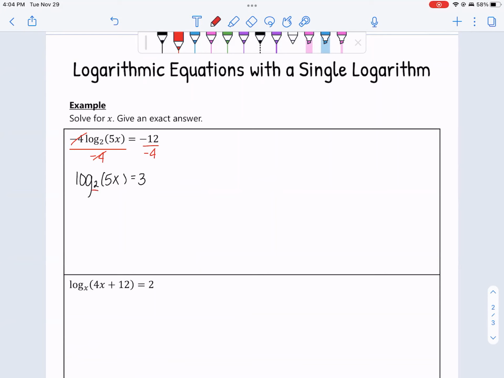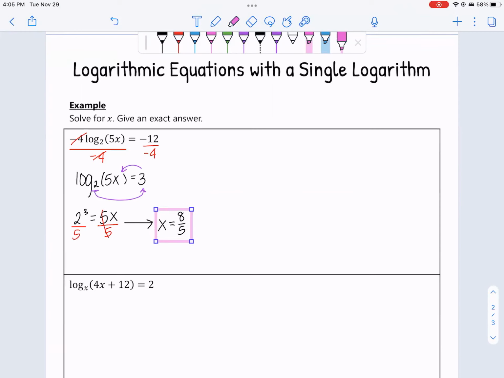I do the loop-de-loo. Start at the base across the equals back again. Yeah, maybe I'll do my loop-de-loo in a different color this time. Let's do purple. That sounds fun. Loop-de-loo, start at the base across the equals back again. We get 2 raised to the 3rd power is equal to 5x. To solve for x, we're dividing both sides by 5. And we get x is equal to 2 cubed is 8 over 5. This should be an answer.